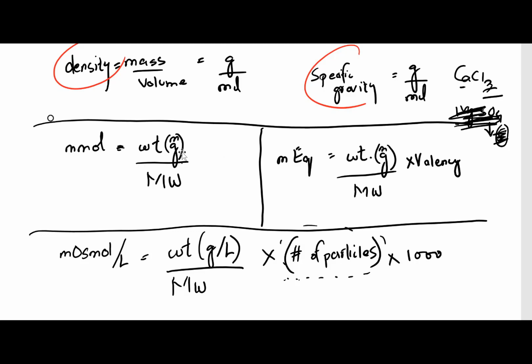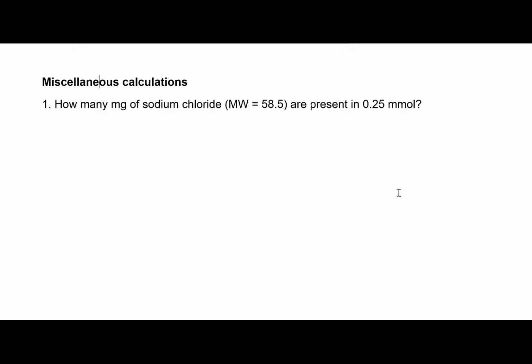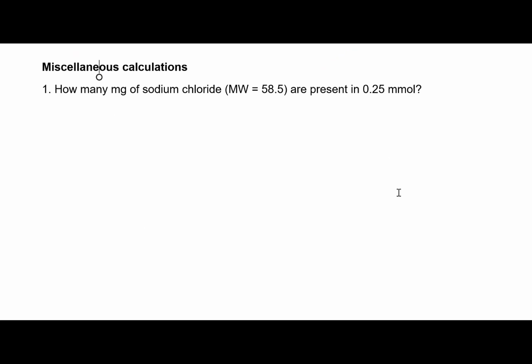So millimoles is also weight in milligrams by molecular weight, milliequivalent also, because it's milli, M here. So that's why it's milligrams. Now, look at the question and apply the right equation. When I deal with these type of questions, I write down the equation first and then try to fit everything in that equation, and then it becomes automatic. So how many milligrams of sodium chloride are present in 0.25 millimoles? So it's a millimoles calculation.